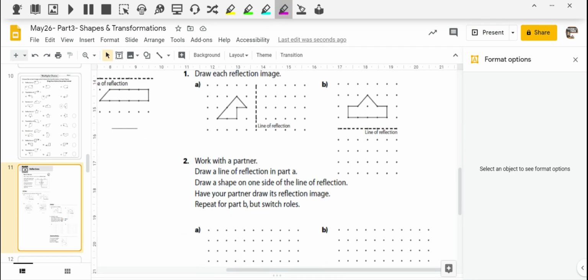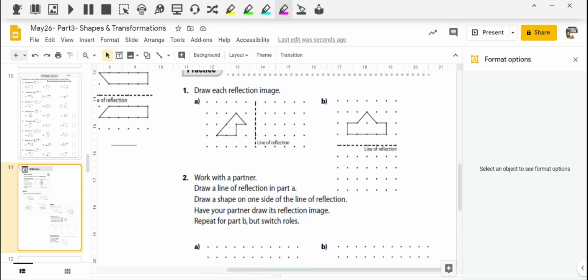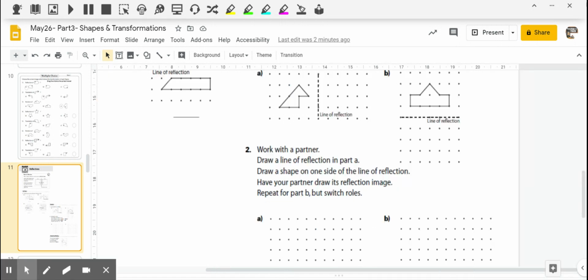Let's see. I think I just lost my pen. Okay, so my box is back.